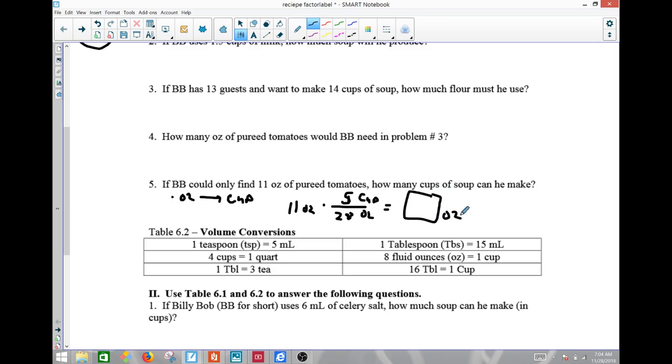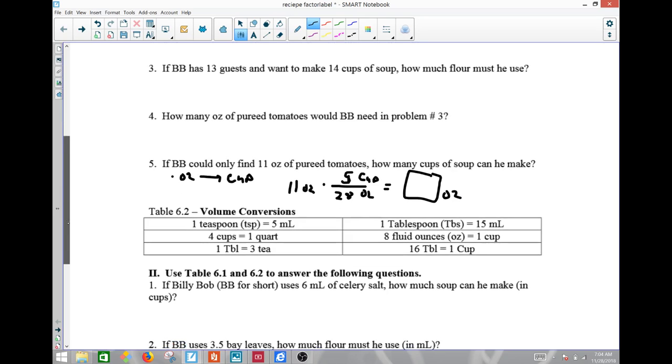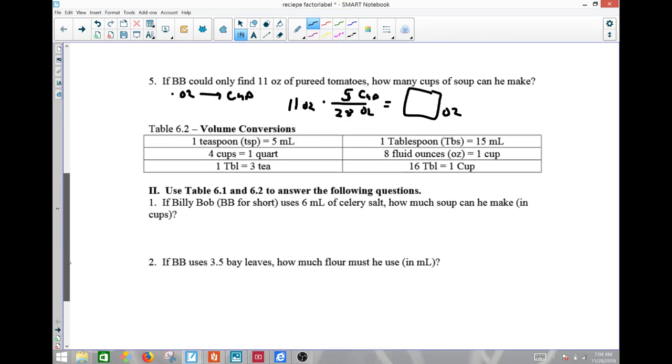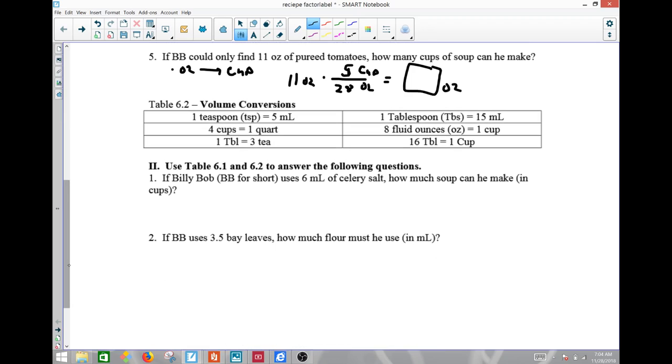All right, the next one, okay, let's go down here. This one has some volume conversions here. All it means is we're going to have additional steps. All right, so this one says I have 6 milliliters of celery salt. So I have milliliters of celery salt, and I want to get to cups of soup.